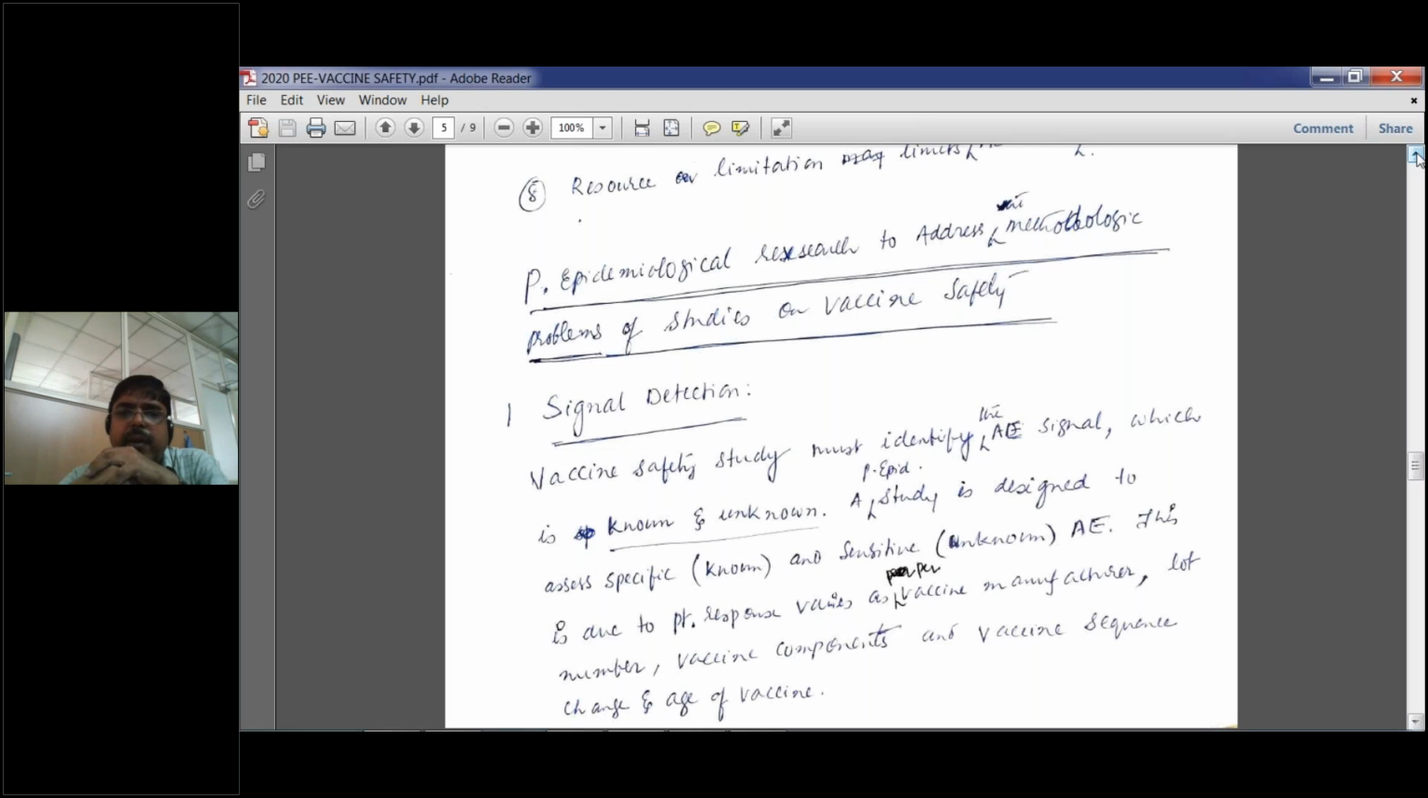See, whenever a drug is given to a patient, we come across adverse effects, which are classified. Can somebody classify the adverse effects produced by the drug?